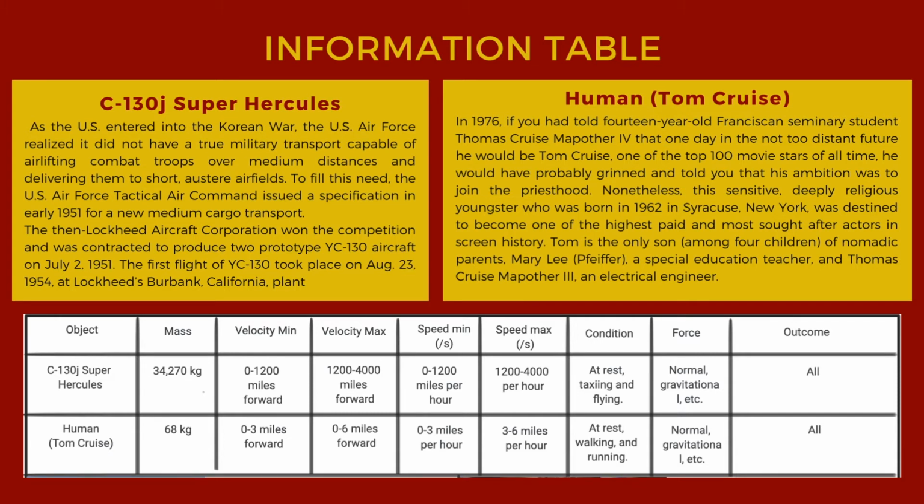This is the information table, a short brief history of the main objects in the scene, which are the C-130G Super Hercules and the human, represented by Tom Cruise in the movie scene. Below there are object mass, velocity mean and max, speed mean and max, condition, force, and the outcome. You can take a look at the speed, the velocity, the condition, and the force that is applied during the scene.